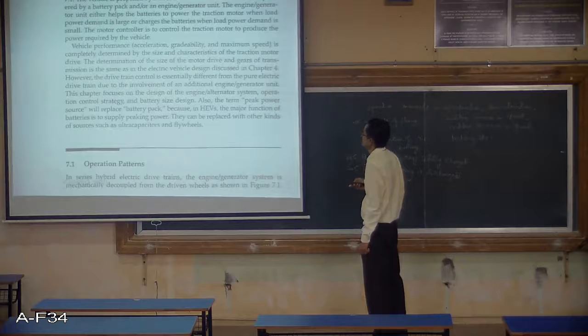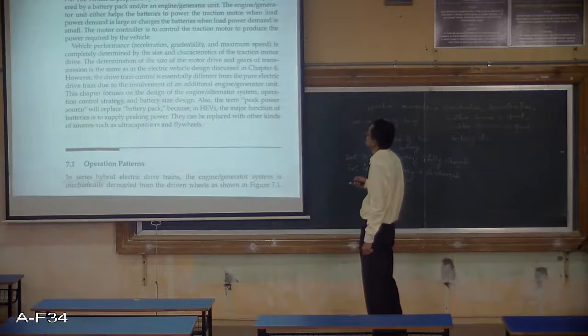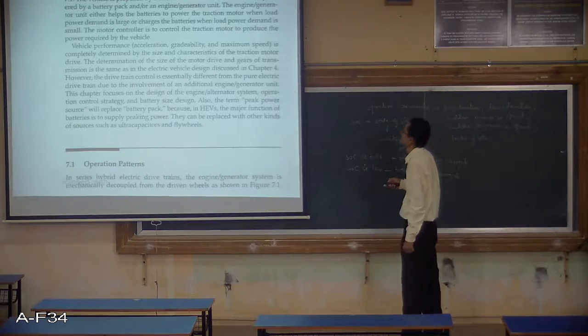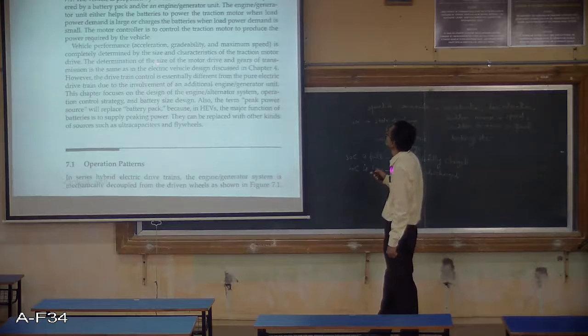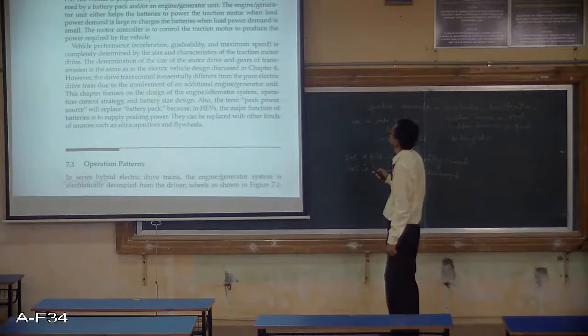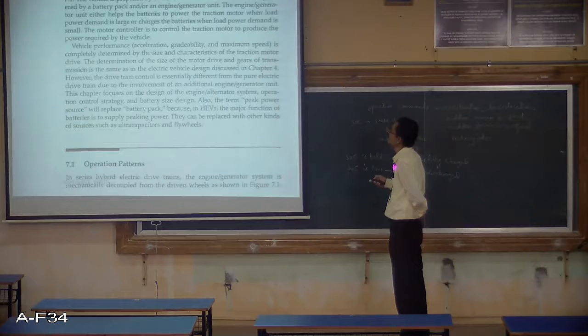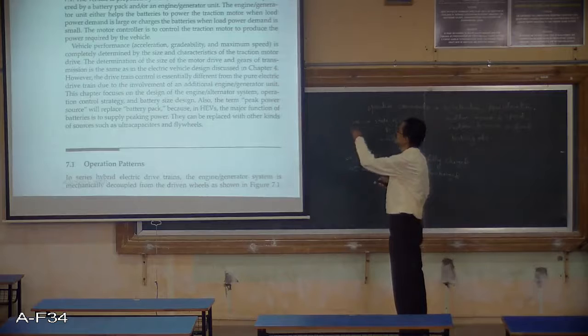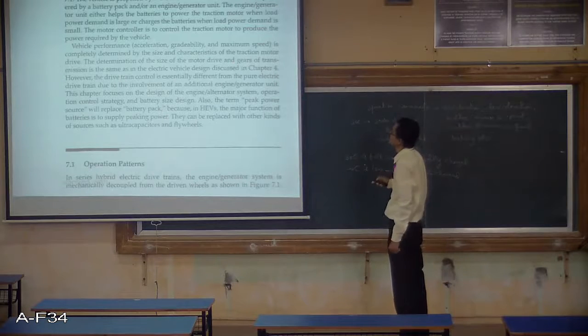So now here one more thing we can see, vehicle performance and maximum speed. Vehicle performance such as acceleration, gradability and maximum speed is completely determined by the size and characteristics of the traction motor drive. The determination of the size of the motor drive and gears of transmission is the same as in the electric vehicle design. However, the drivetrain control is essentially different from the pure electric train drive because of the involvement of an additional engine generator unit.